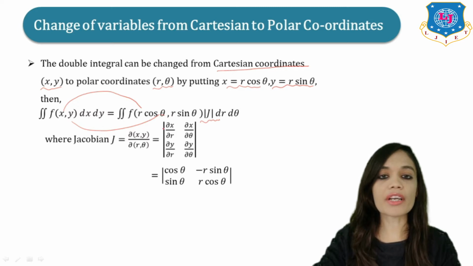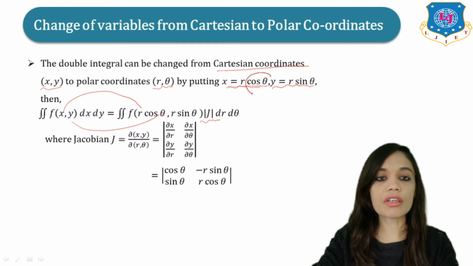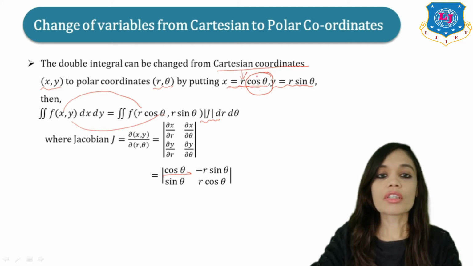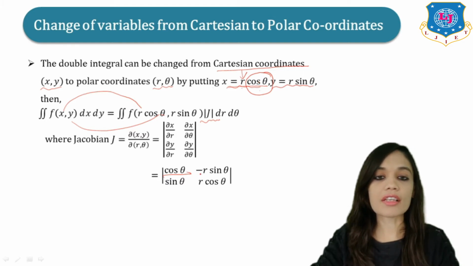Here we have to partially differentiate x, that is r cos theta, with respect to r, so we keep theta constant. This term will remain constant. The derivative of r is 1, so what remains is cos theta. Next, find the derivative of x with respect to theta. We keep r constant, and the derivative of cos theta is minus sin theta, so the answer will be minus r sin theta.